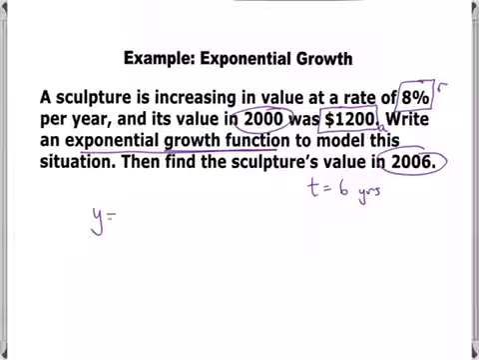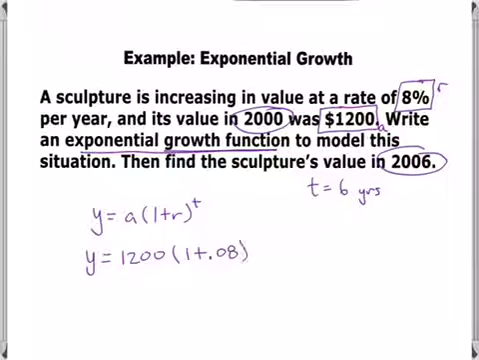So we'll take y equals the initial value A times 1 plus the rate raised to the t power, which in this case would be time. All right, so we'll plug in what we know. We're looking for the final value. The initial value is 1,200 times 1 plus the rate as a decimal, so that's 0.08, raised to the 6th power. So once again, we're going to put this in our calculator. And plugging that in, we should get that after 6 years, the sculpture is worth $1,904.25.